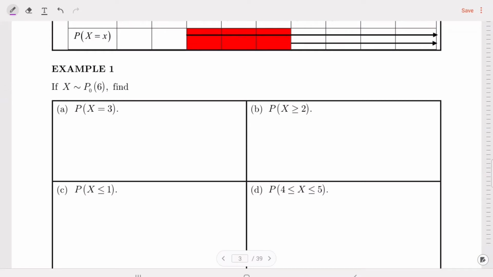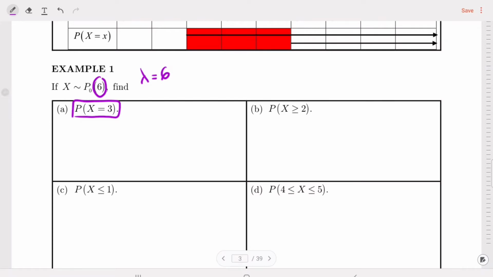Example 1. If X follows a Poisson distribution with parameter 6, it means that our lambda is equal to 6. Part A: find the probability X equals 3. We have two options to find the probability X equals 3.